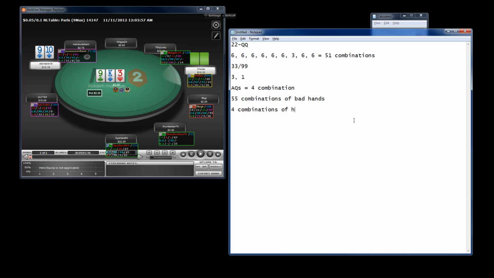4 combinations of hands that beat me. So right here, I do have a pair, which is nice, but I think a lot of the hands that he could have, I can just get them all to fold, right now or by the turn, just because I don't think he has that strong of a hand.